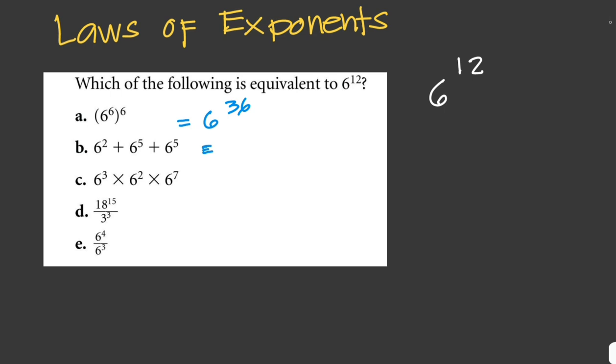And then for C, all right, C here, they have the same base, so we can just add up the exponents: 6 to the 3 plus 2 plus 7, and this is just equal to 6 to the 12. So the correct answer here should be letter C.